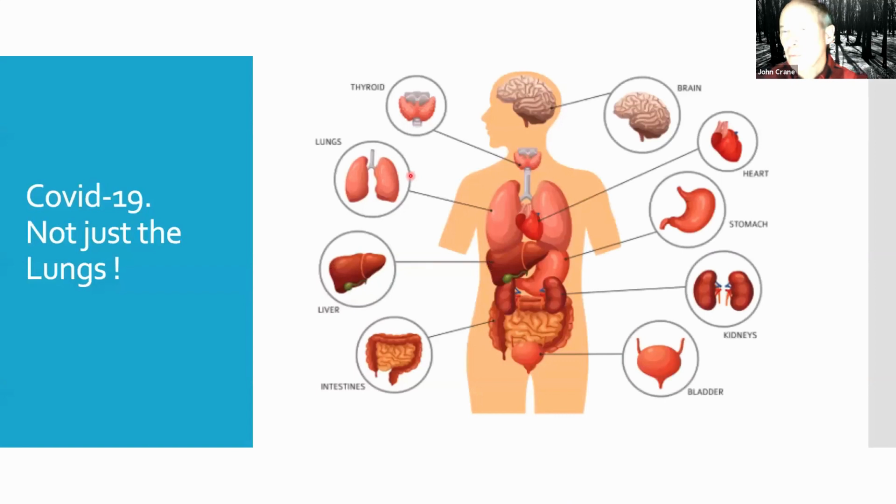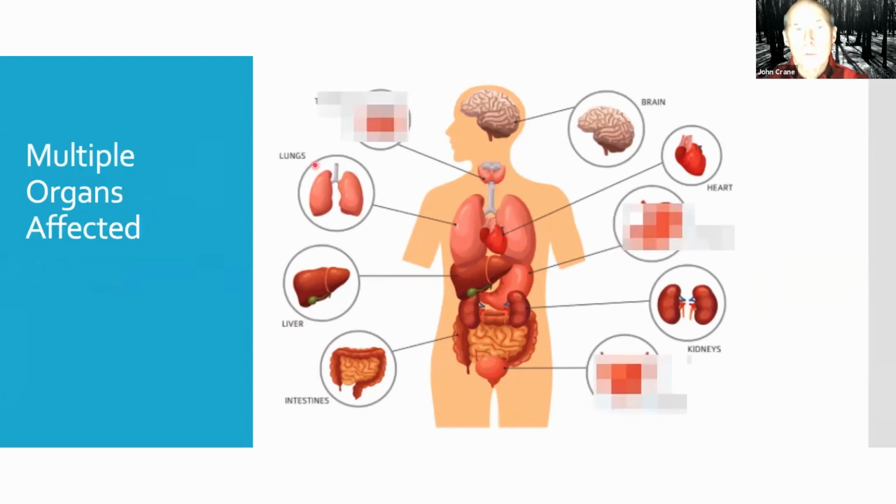Okay, so just a brief introduction to the virus itself. The name of the disease and the outbreak is called COVID-19. The technical name for the virus itself is SARS-CoV-2, but most people just call it COVID-19. I wanted to emphasize that it's not just an infection of the lung, even though SARS stands for severe acute respiratory syndrome. So just to summarize, multiple organs around the body are affected.